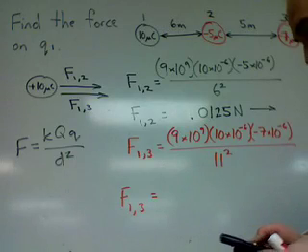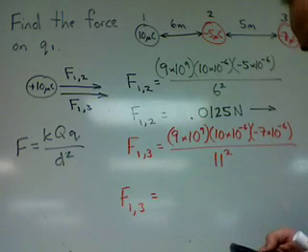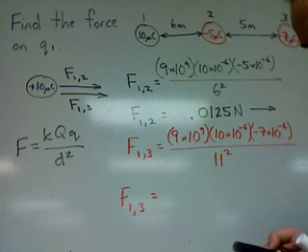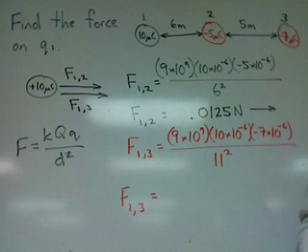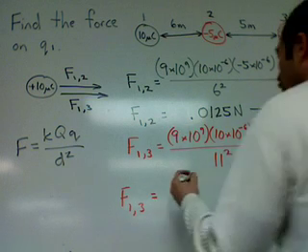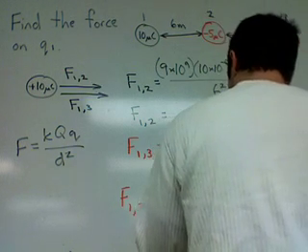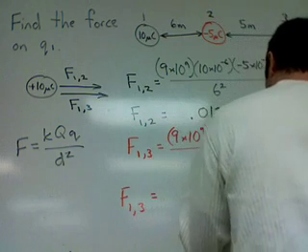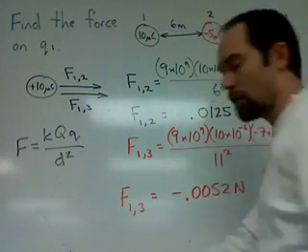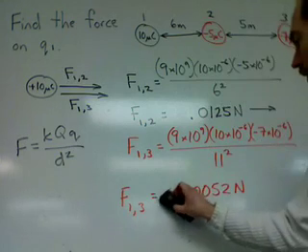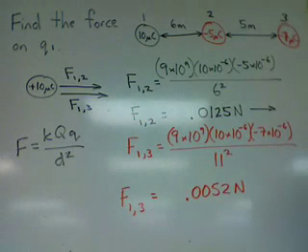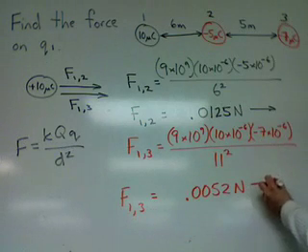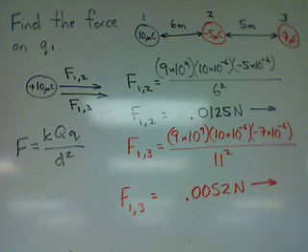9 times 10 to the 9th times 10 times 10 to the minus 6 times 7 times 10 to the minus 6 divided by 11 squared, and I get 0.0052. Okay, again, I got a negative there, but the negative just tells you which way it's going, so I'm not going to worry about the negative. I'm going to worry about the direction, so I got this.